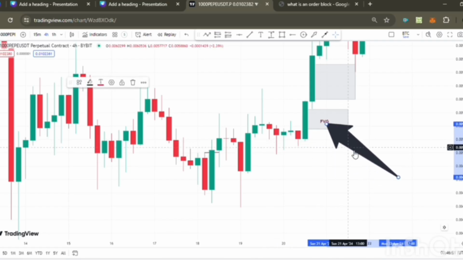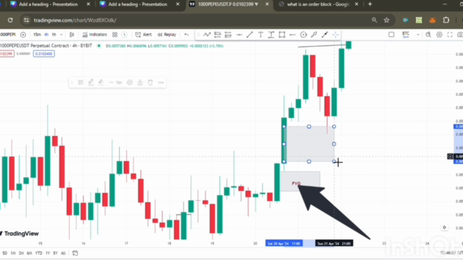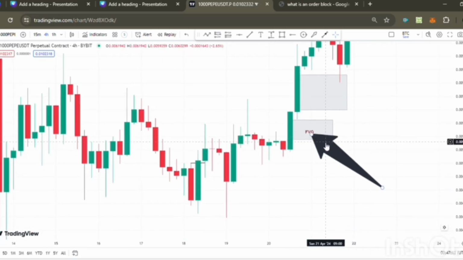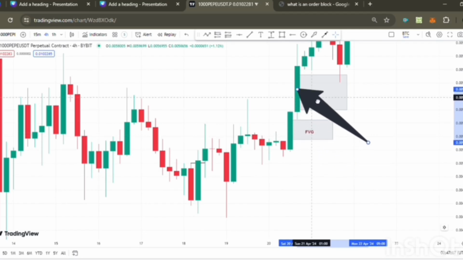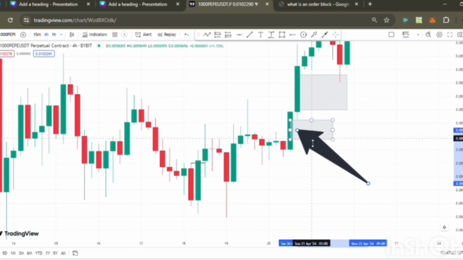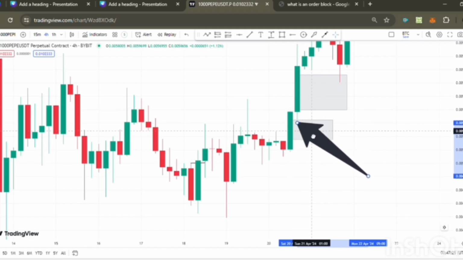Then another thing it must meet is that the price must leave some inefficiency behind to generate the market imbalance. That inefficiency is what causes the market imbalance. So immediately after the formation of this red candle, the market pushed up to the upside, leaving this gap between this bearish candle and the third bullish candle. The gap between them, this middle candle, there's a gap.